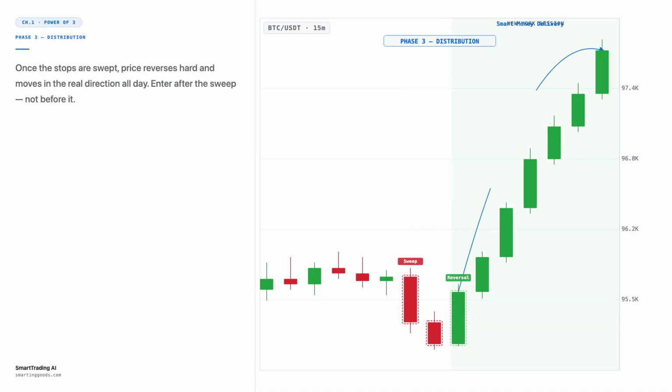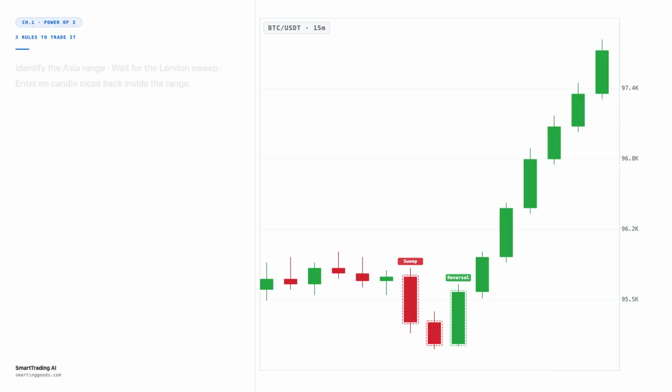Phase 3, distribution. Once the stops are swept, price reverses hard and moves in the real direction all day. This is where you make money. You enter after the sweep, not before it. Here's how to trade it.